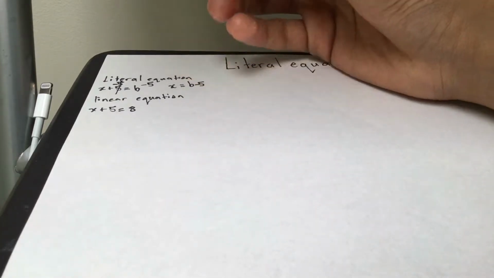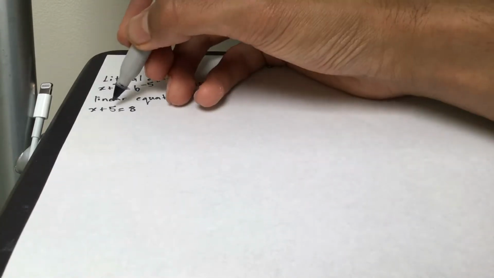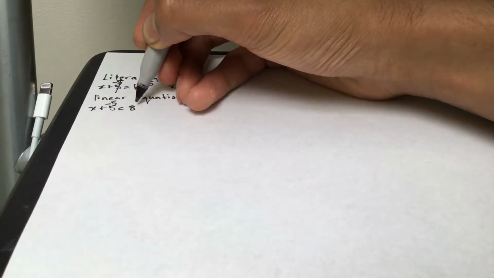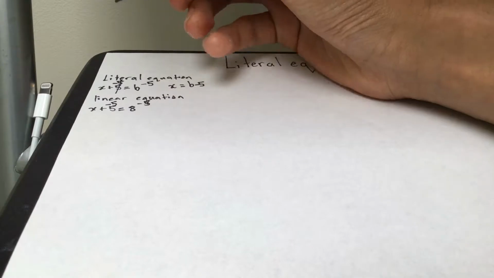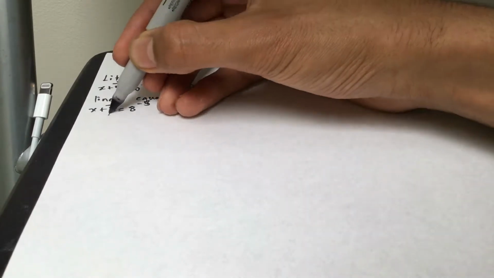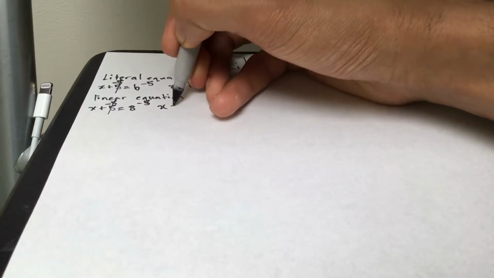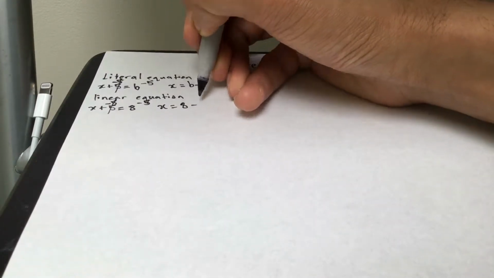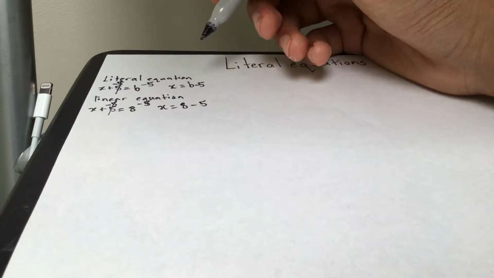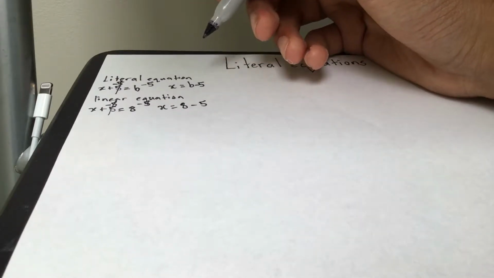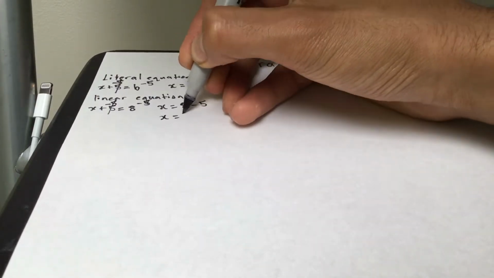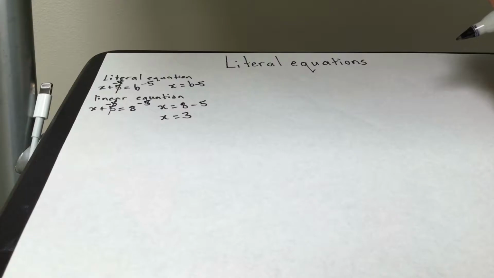It's the same thing when you solve a linear equation. We need to get rid of 5 from the left-hand side, so we're going to go minus 5. And we're going to do that to the right-hand side, because if you do something to one side, you have to do it to the opposite side. So that cancels out, and we're left with x is equal to 8 minus 5. In a linear equation, you have to solve for x, whereas in a literal equation, you only get an expression. So x is equal to 3. That's the only difference.